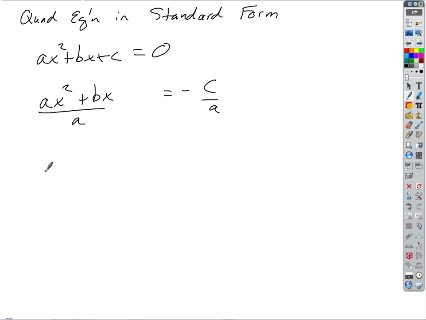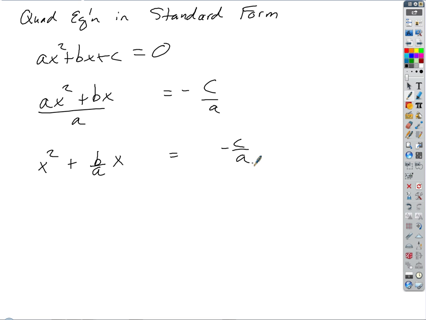And if we do that, let's break this into separate terms. So first term is going to be x squared plus b over a times x, right? I could put the x on top, same thing. Everybody agree? Okay. Equals negative c over a.